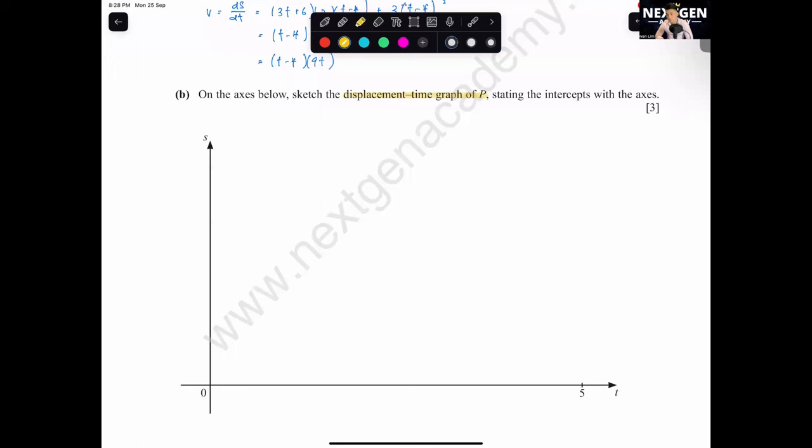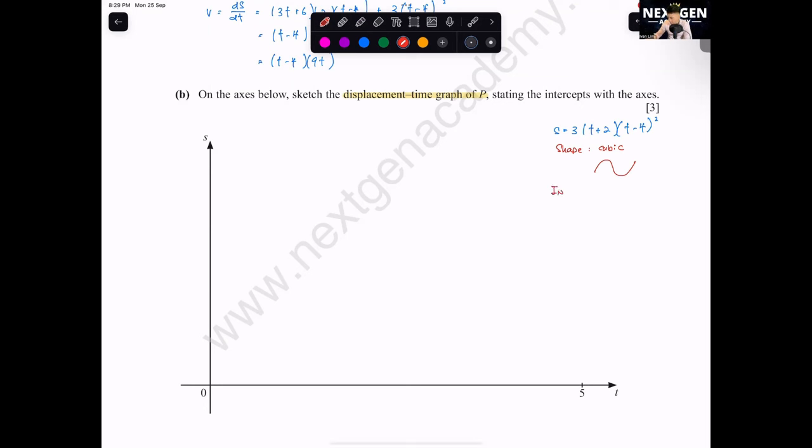So, how to do this? We need to first understand the equation. What is S, what graph is it first? The equation is 3 bracket t plus 2, (t minus 4) squared. What type of graph is this? Cubic, right? So we define the shape first. Cubic. Positive a or negative a? Positive a, right? t and t squared, so positive 3t squared. So you get sad face, happy face.